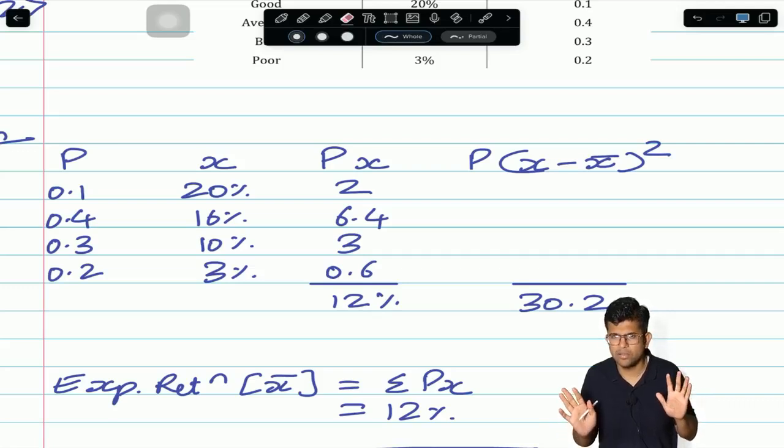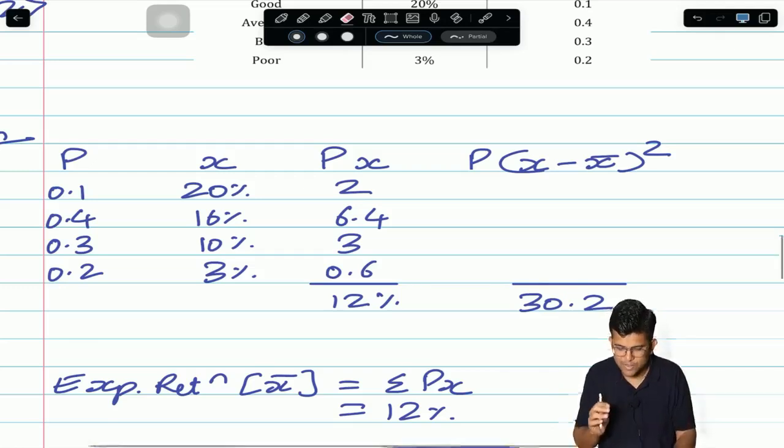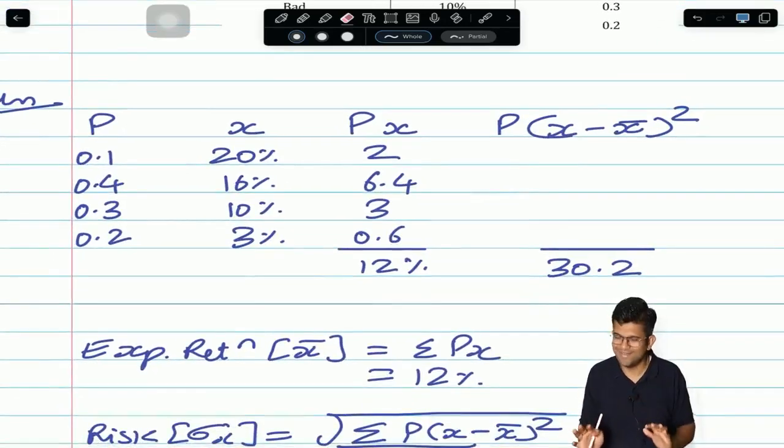Ellarkum purinjidha? Artha aita? Understood? Kandippa? Sulupa? Okay, anyways. So now, everyone done till here.